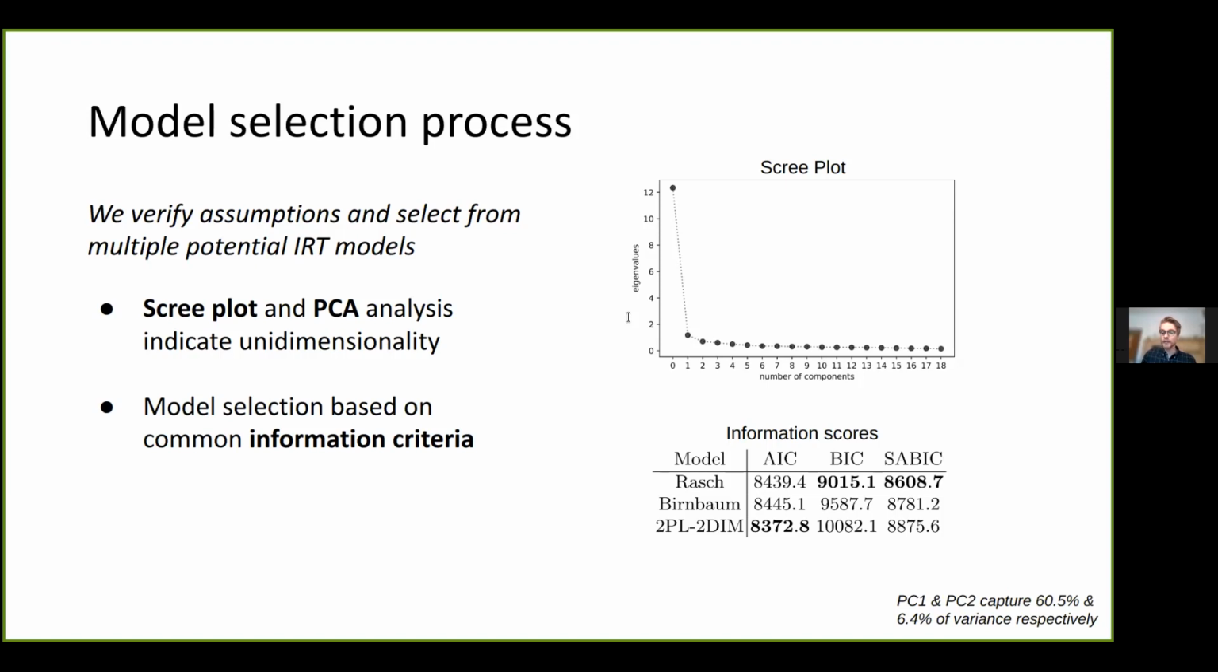For this, we use the information criteria: Akaike information criterion, AIC, Bayesian information criterion, BIC, and sample size adjusted Bayesian information criterion, SABIC. These compare the number of model parameters with the model fit so that we can decide for a model in the following. While the lower AIC score here indicates that the 2-dimensional Birnbaum or two-parameter logistic model is preferred, the lower BIC and SABIC scores, which are more conservative regarding the number of model parameters, indicate that the Rasch model is more suitable.